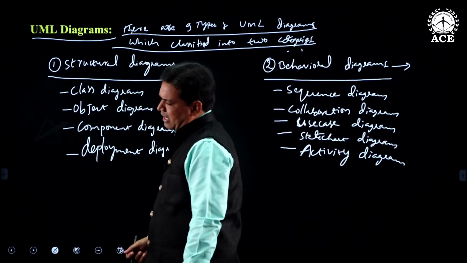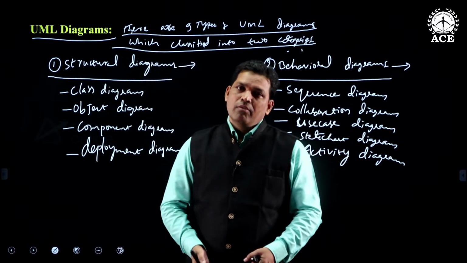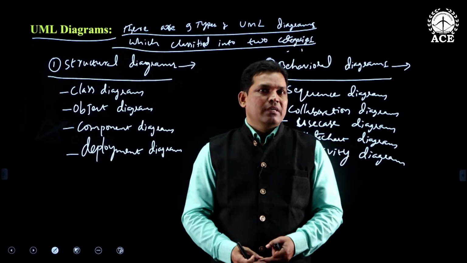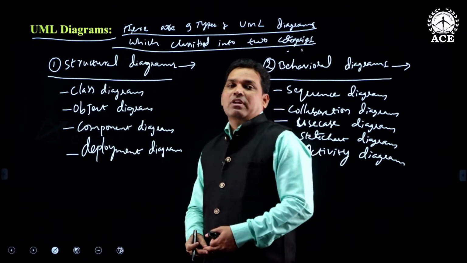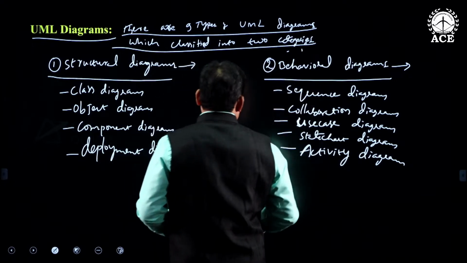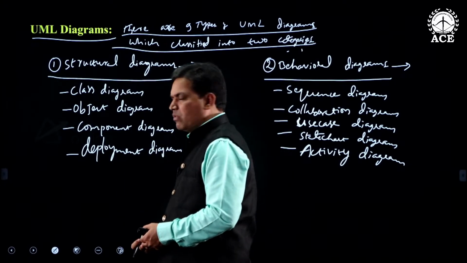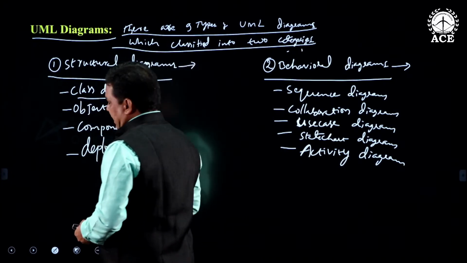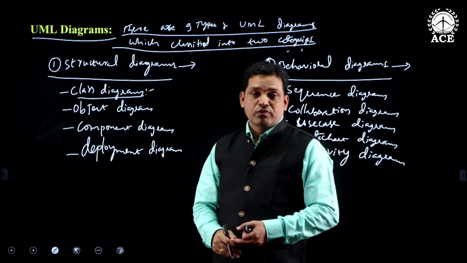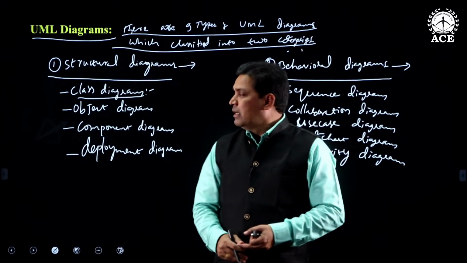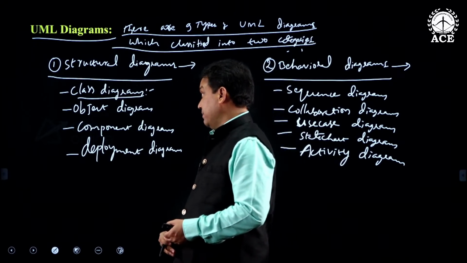About these diagrams, briefly we will discuss, then later we will take one case study and model what the class diagram is for that particular application, what the component diagram, deployment, sequence, collaboration, use case, state chart, and activity diagrams are. That we will discuss anyhow, right? So what's the importance of the class diagram? Class diagrams are used for modeling the static view of a software system, right? That is the importance of the class diagram.